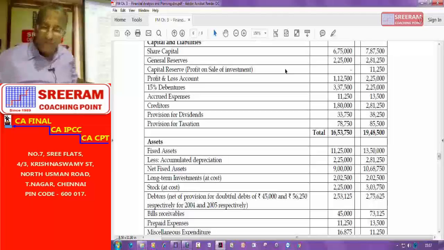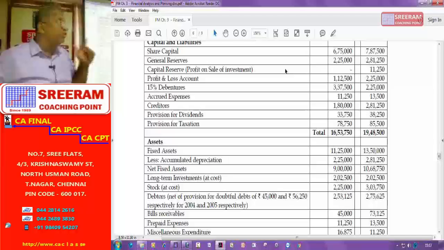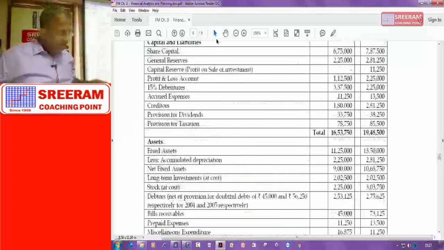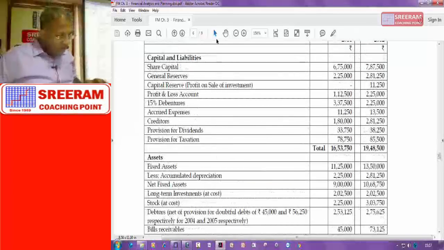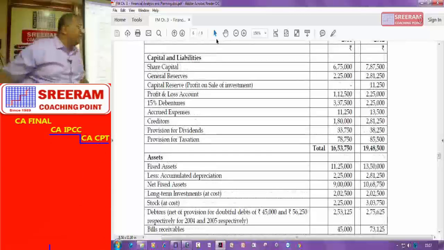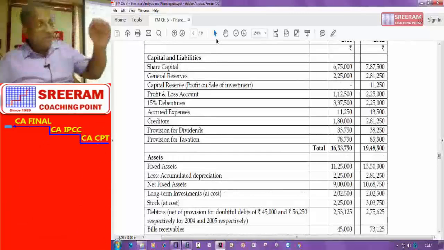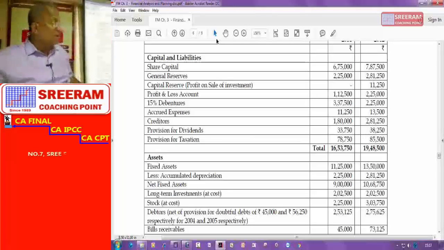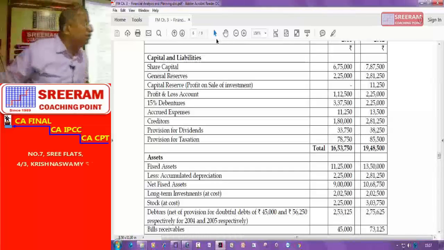Next one, 15% debentures. One more important thing that you should remember is the interest that you are paying. How much is the interest that you are paying? 15% into 2,25,000, so 33,750. You have to show it on the debit side of the P&L account. The same is to be shown as application. And in AS3, this item should come under financing activity as outflow of cash. Are you understanding, all of you?